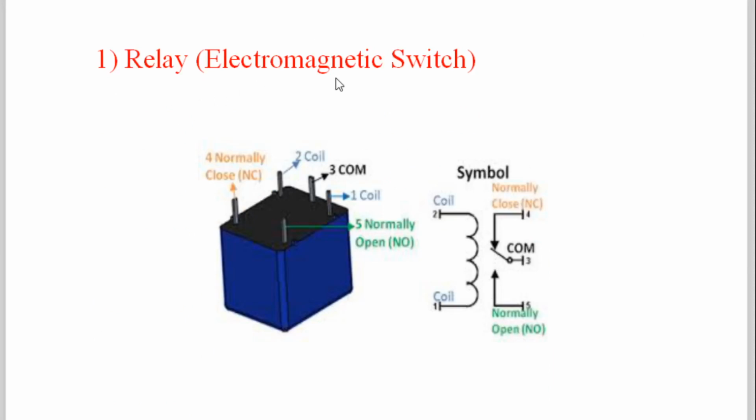Relay is nothing but electromagnetic switch. So physically relay looks like this. In the market it is available. So here there are 5 terminals. You can see 1, 2, 3, 4 and 5. So what are these 5 terminals in the relay? So on the right hand side you observe the diagram. You will get why there are 5 terminals.